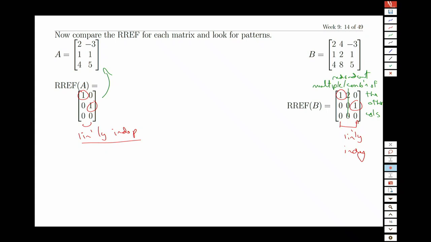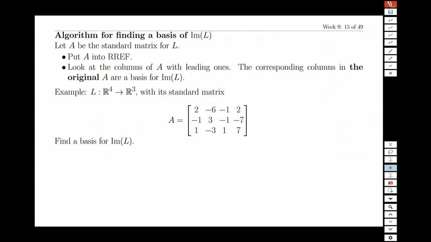And that's going to be the pattern, that's going to be the strategy we're going to use to track down a basis. And we will do that tomorrow, or Wednesday.